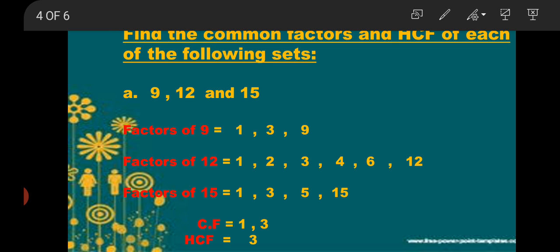Now students, look for the same numbers in all of the factors of the 3 numbers. Clear? Now 1 is same in all of the factors of the 3 numbers. Then 3, yes, 3 is same. After that there is nothing same in all of the factors of the given 3 numbers. Clear? So 1 and 3 are the common factors. And 3 is the highest common factor, so we will write HCF is equal to 3.